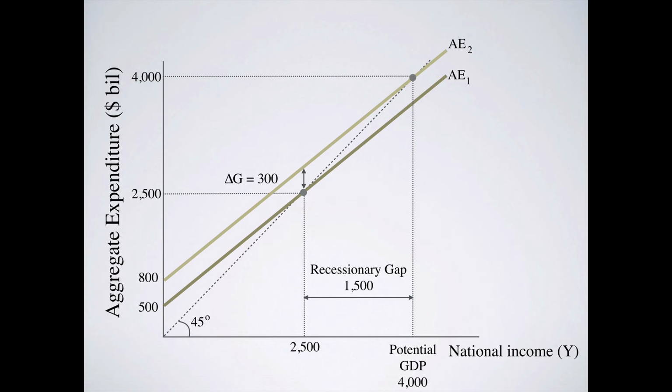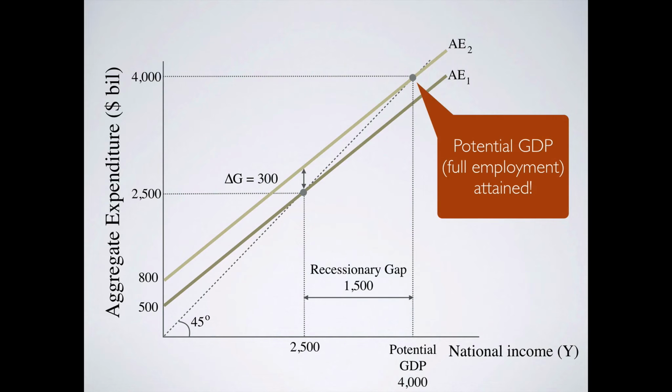Okay, so what we see here is that delta G of 300 shifts this curve upwards by this amount, by 300. And that takes us to our potential GDP. Full employment has now been attained. We have closed that recessionary gap that we started with of 1,500, and now we're at our potential, at 4,000.